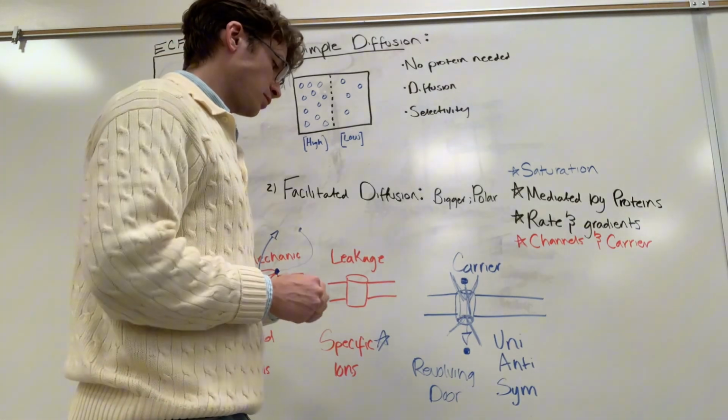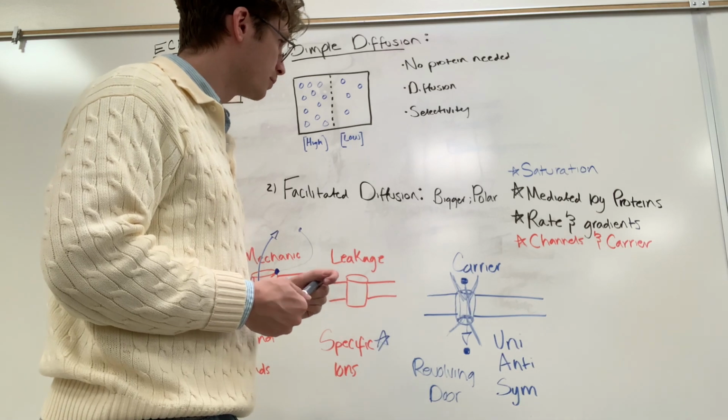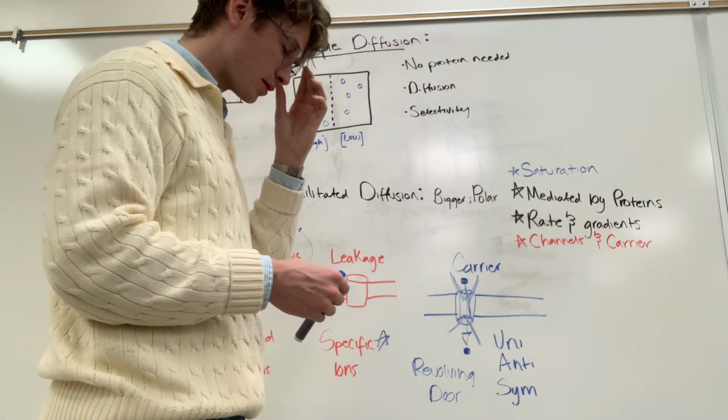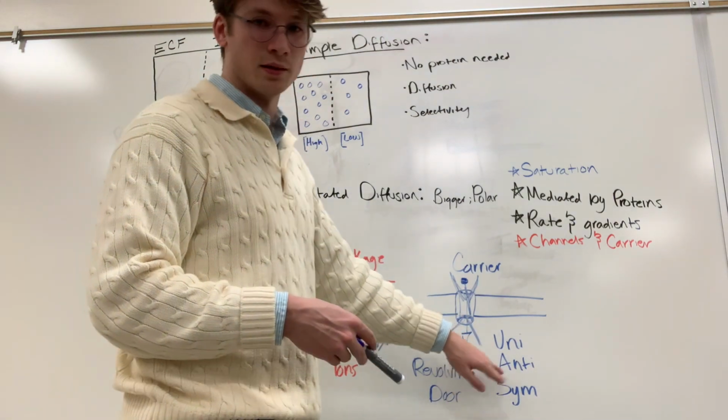So for the three types of these carrier mediated channels, we have these terms: uni, anti, and sim.